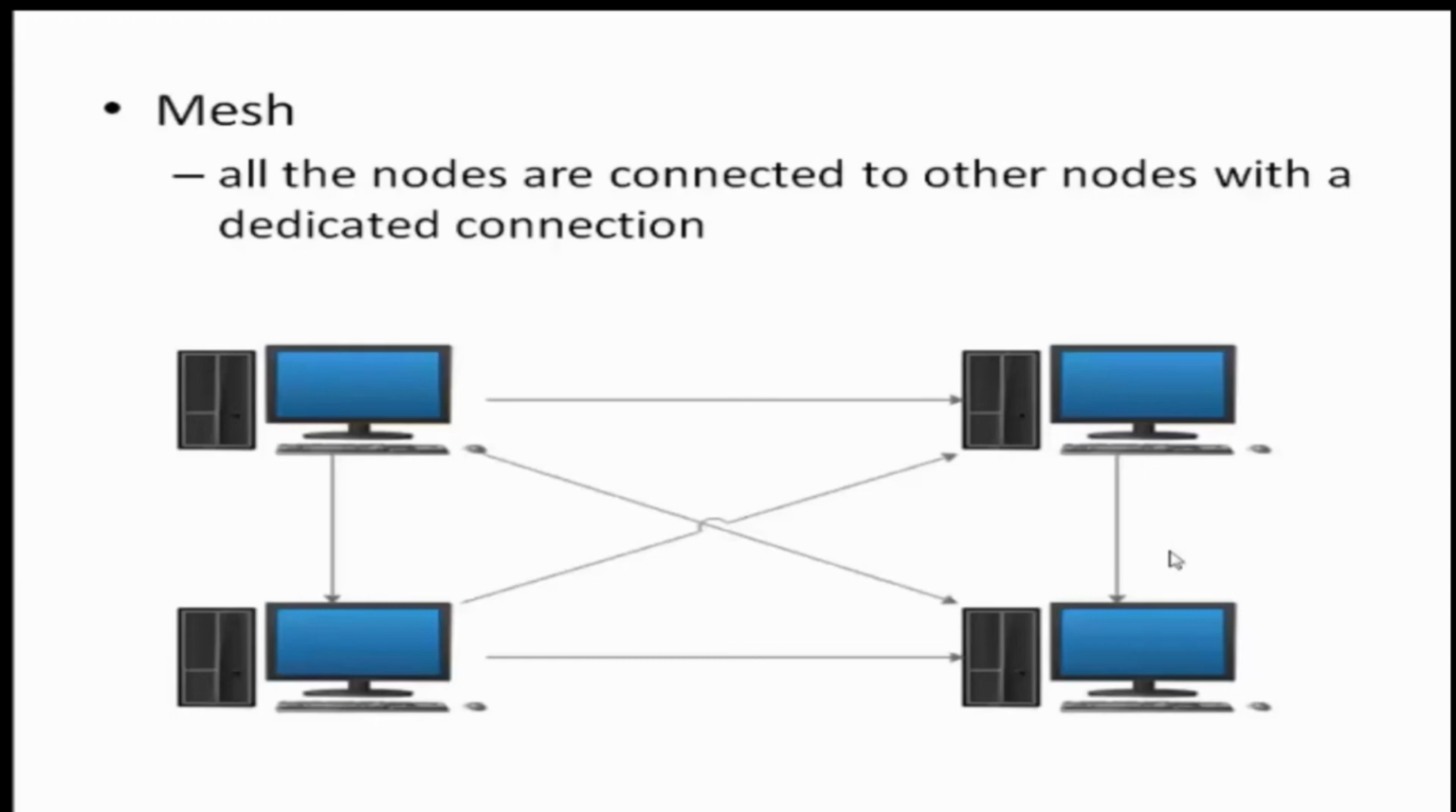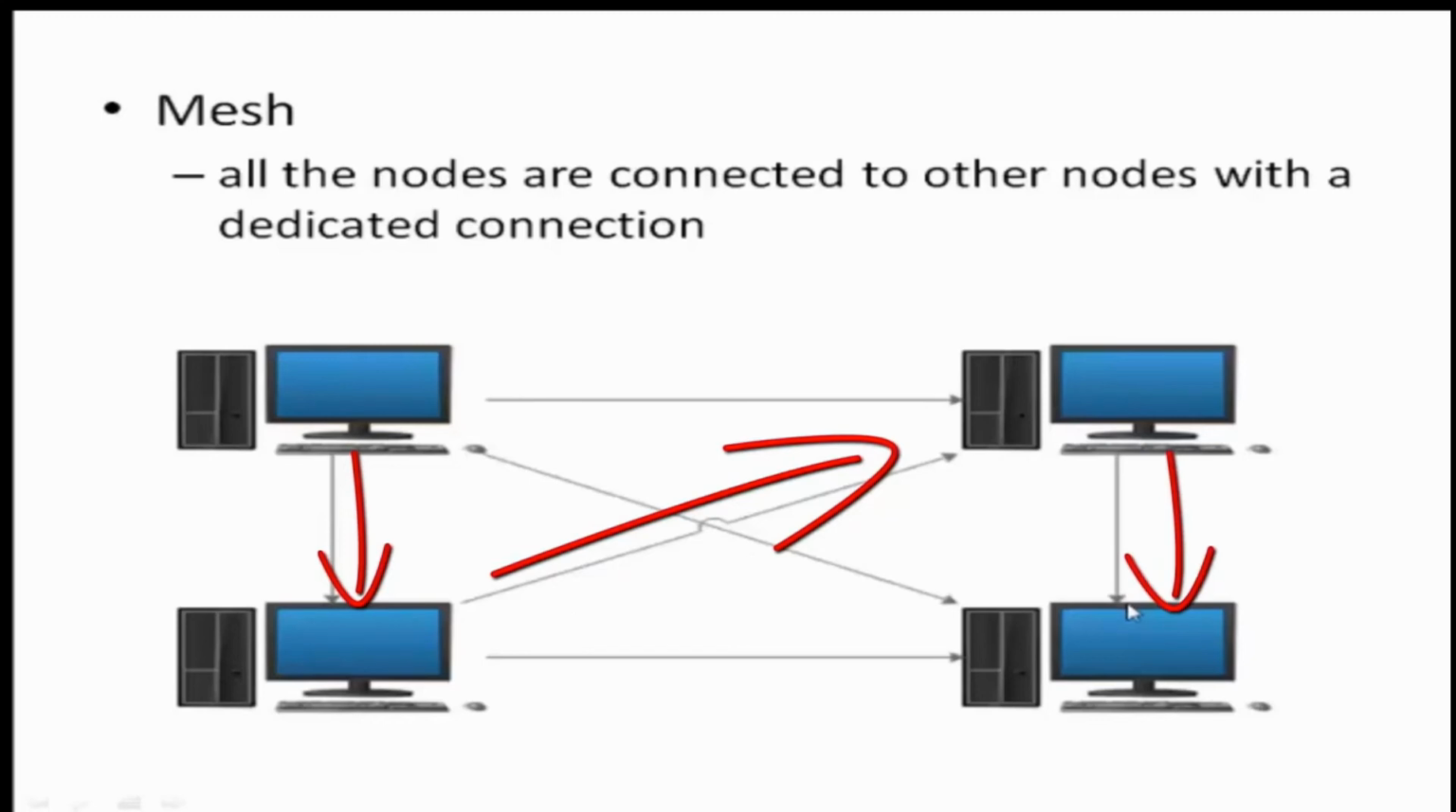For example, if this PC is connected to this PC by this direct line, but if this line goes down, the data will go through this. It has an alternative path like this one as well as this one, or the third path is this, from here to here. So here the mesh topology will give you 100% recovery.